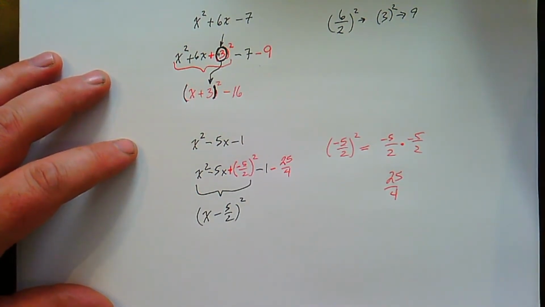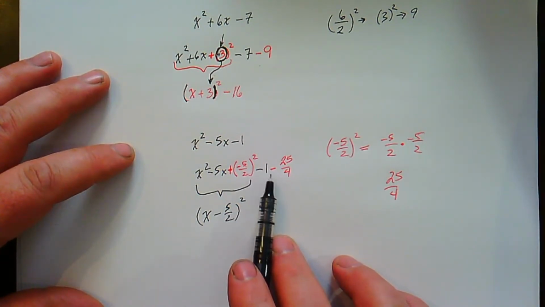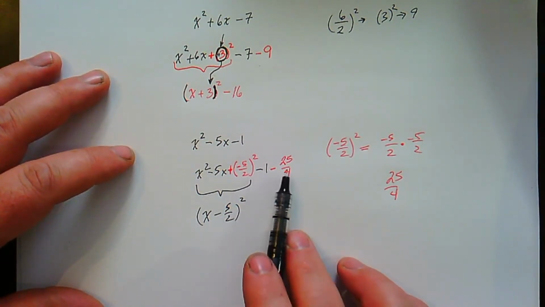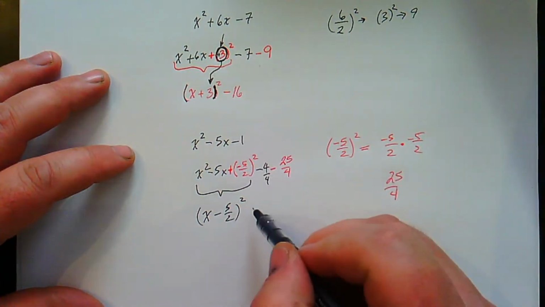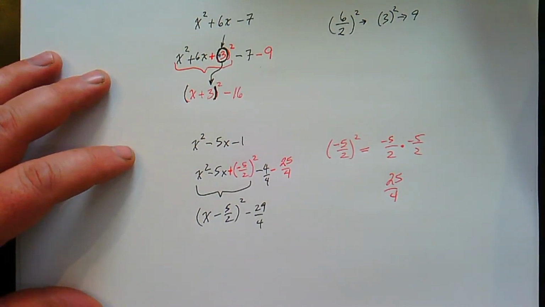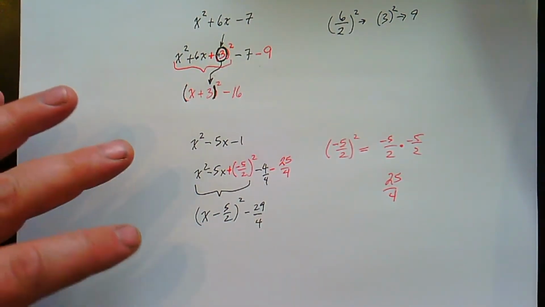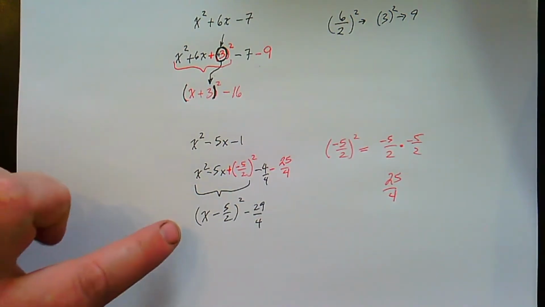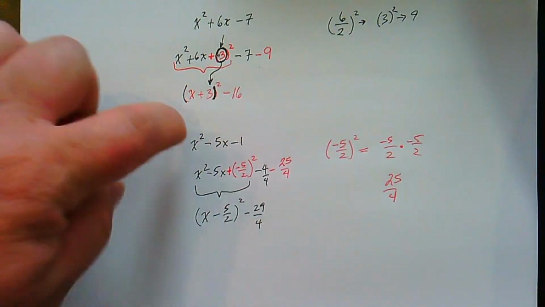Here we have to combine like terms. Make this easy. This is a whole number, it's 1. So 1 is going to be the same as 4 over 4, and that's going to be negative 29 over 4. Make it easy. It doesn't need to be that difficult. Now here's the thing. A lot of the time, people aren't sure if this is actually right. This is right if I square this and combine like terms and I get that back.